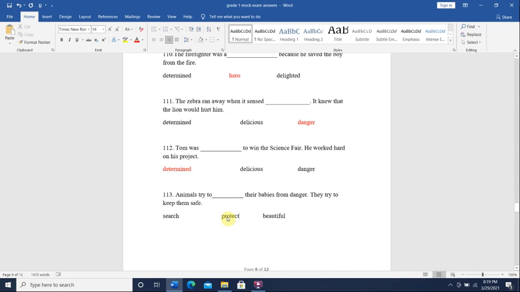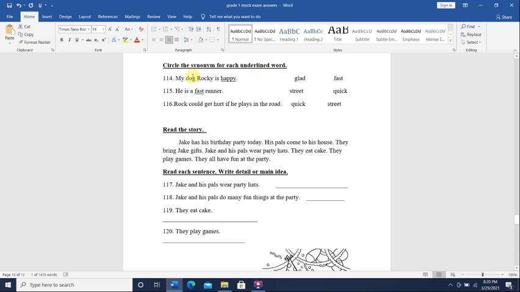Okay, next, circle the synonym for each underlined word. My dog Rocky is happy. Another word for happy is glad or fast. Glad. He is a fast runner. Another word or synonym for fast is quick.